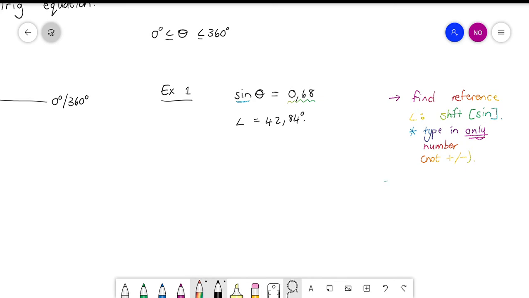The second step you do is find the quadrants.